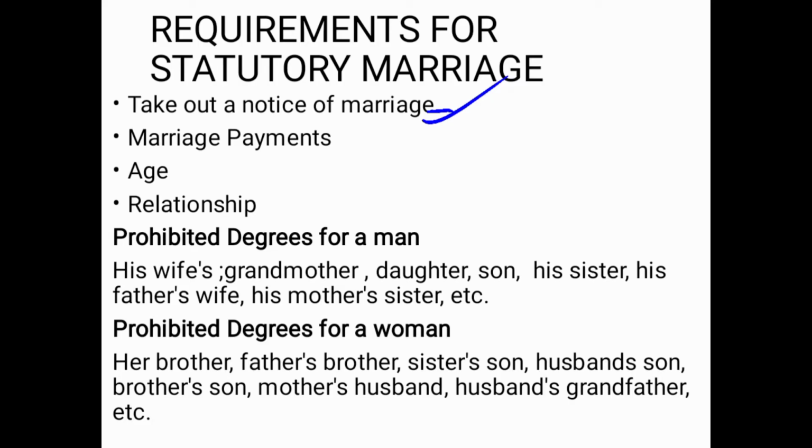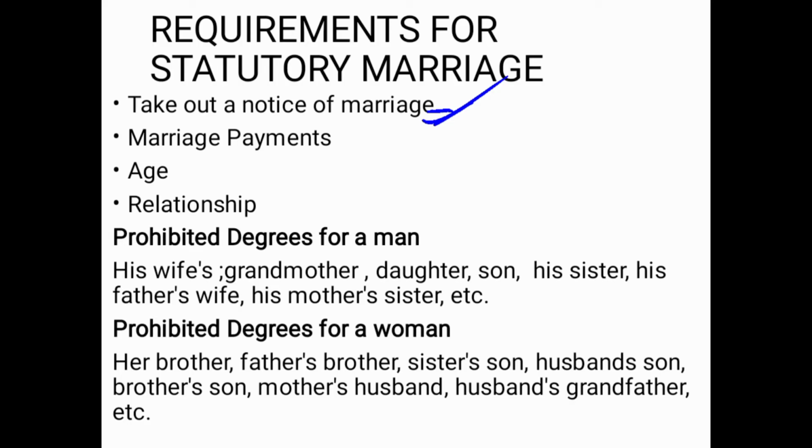Requirements for a statutory marriage. These are simply things that you need to do, that you need to put in place as you get into a statutory marriage. The first one is the notice of marriage. You take out a notice of marriage. This is simply a notice that describes the intention to marry made at the Registrar of Offices.